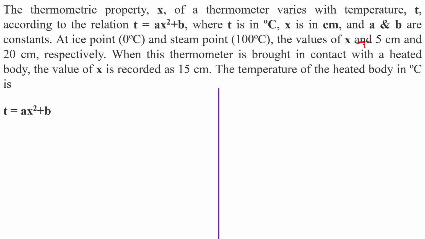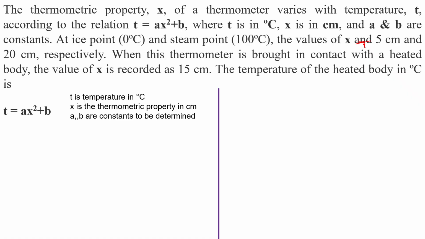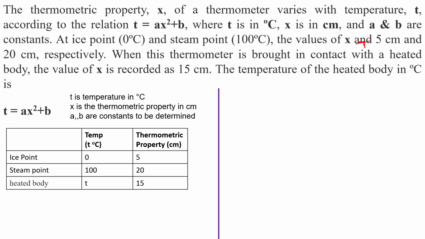Here the given relation is for the temperature and the thermometric property, that is T and X: T equal to AX square plus B. Here T is the temperature in degrees Celsius, X is the thermometric property in centimeter, A and B are the constants which are to be determined.